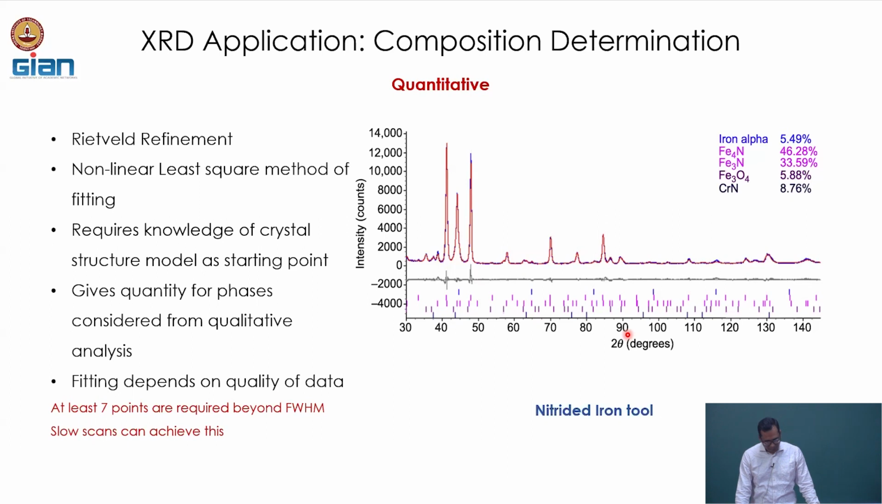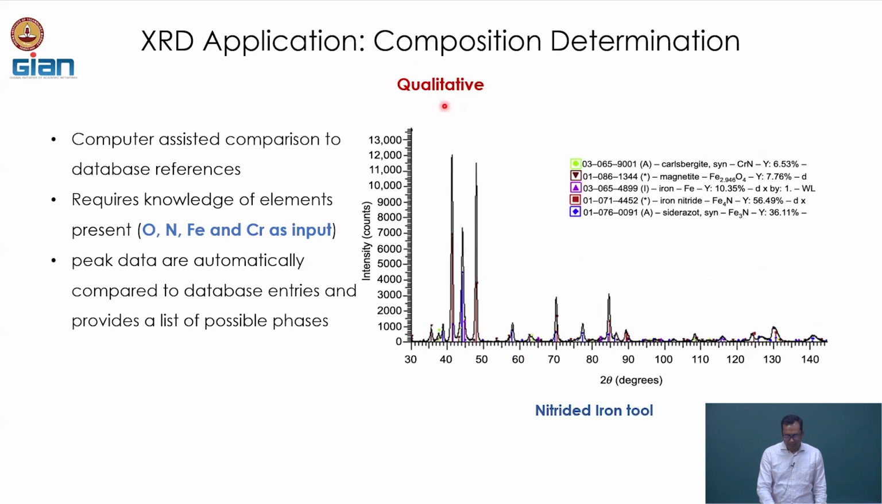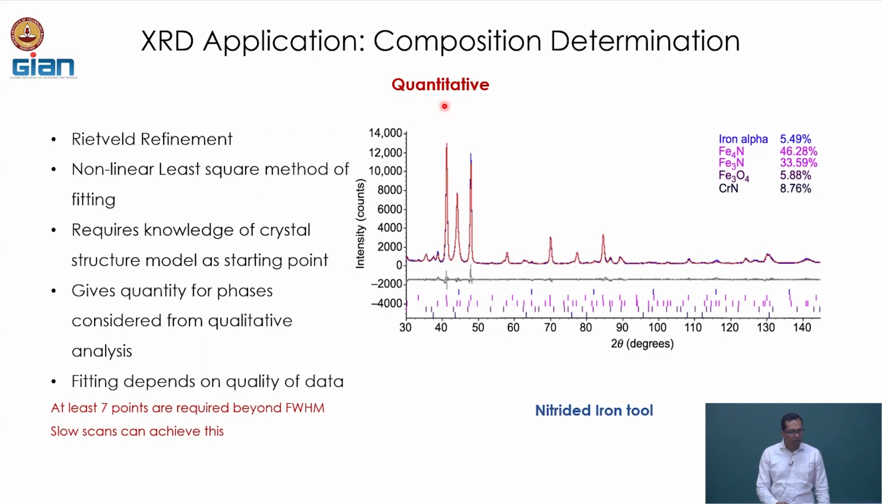Okay. So, we looked at the composition determination. Qualitatively it can be done, because if you know what materials are present in your sample, you have the database, and automatic fitting can be done to figure out what possible oxide structures are present in your material. Once you know those possible oxide structures, and if you have some prior information about the structure of those oxide phases, you can do a nonlinear least square analysis to get the percentage of these phases present.